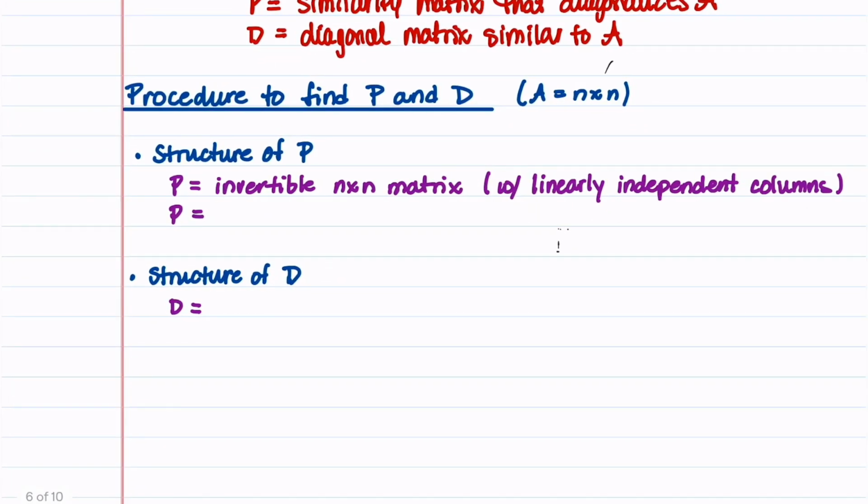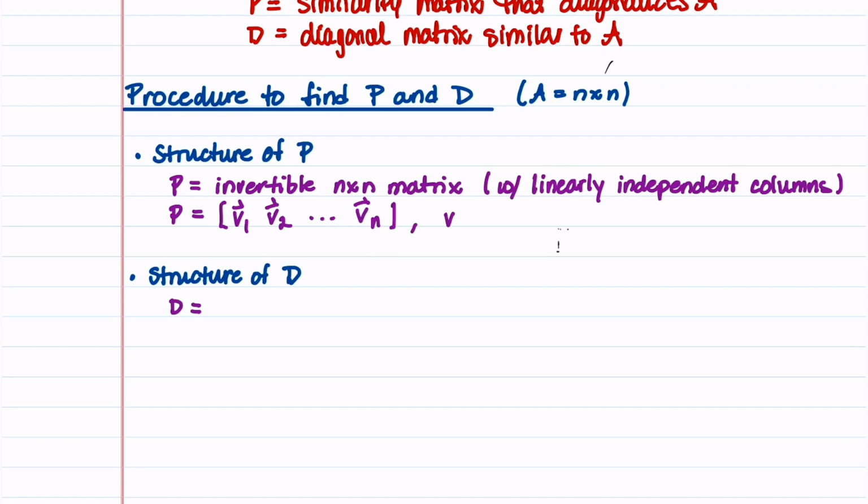When we diagonalize a matrix, we need to find our matrix P and our matrix D. Let's go over a procedure to find P and D. We'll start by looking at the structure of both P and D. P is an invertible n by n matrix with linearly independent columns. So we'll let P be equal to V1, V2, these are the vectors making up the columns of P, all the way up through Vn. And remember, the n is associated with the A. A is our n by n matrix.